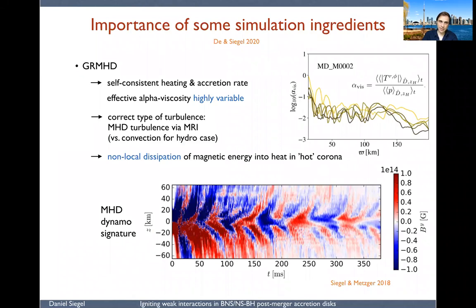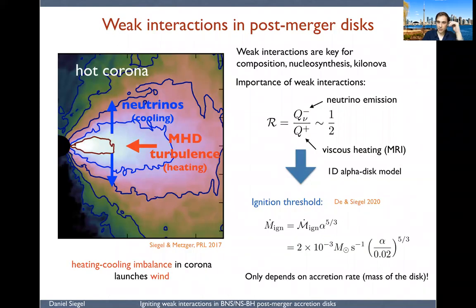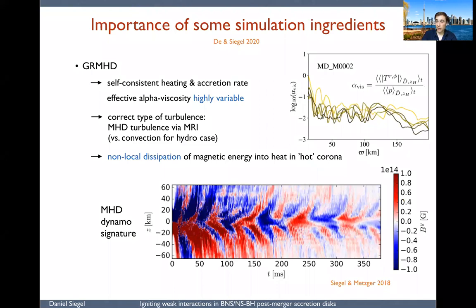Now, in order to simulate these systems, what do we need to take into account? I just wanted to point out the importance of MHD in order to get things self-consistently. If I go back to this formula, you see that this ignition threshold for weak interactions is determined by a quantity that characterizes turbulence, which is the alpha parameter. If you treat that as a parameter in alpha disk models, you can get all sorts of scenarios, and you can tune weak interactions to become important or not, depending on what you like. But in MHD, this is self-consistently set by MHD turbulence, and that therefore also self-consistently sets the accretion rate onto the black hole.